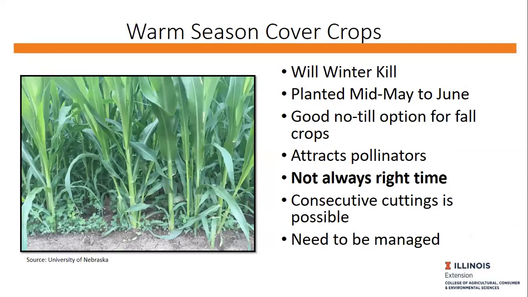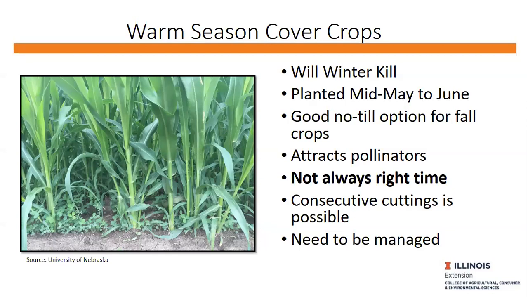So about these warm season cover crops, because I think that's where a lot of folks are currently thinking when it comes to potentially planting a cover crop. Most will winter kill. They will be hit very hard when it comes to the first frost in our area in the fall. These may be planted mid-May to June. They could be a good no-till option for fall crops. So maybe you put a cover crop in late May, and then you'll be growing a new crop like broccoli or cabbage in the fall too.